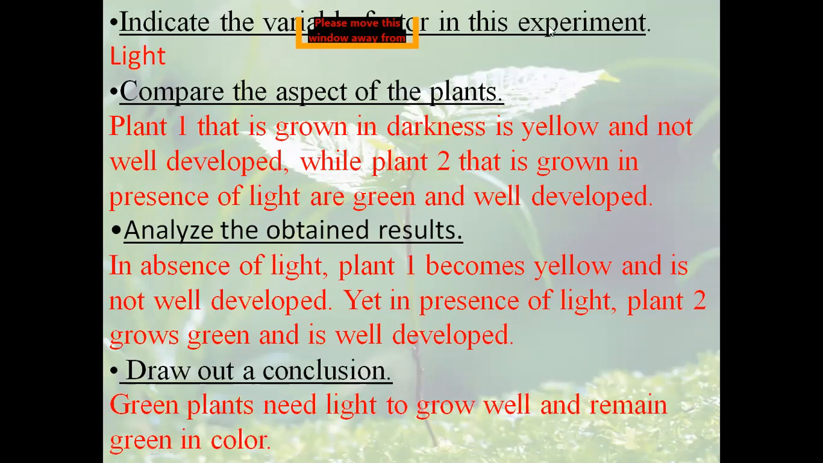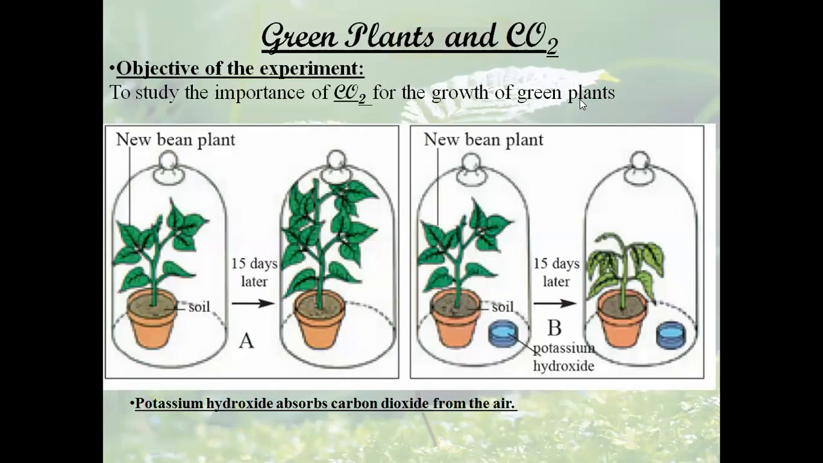Conclusion for the third experiment here, the third conclusion is the green plant, they need the sunlight to grow well and remain green in color. This is the third conclusion. Moving for the fourth experiment. The fourth experiment is done to study the importance of CO2. What is the CO2? It's carbon dioxide for the growth of green plants. So this is the objective, or this is the aim or the purpose of this experiment.